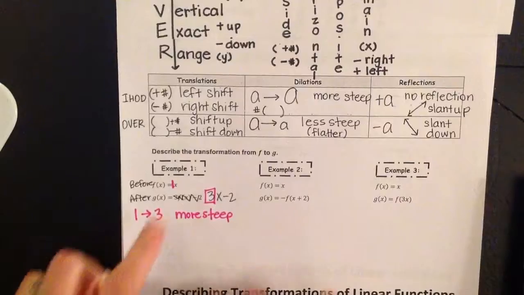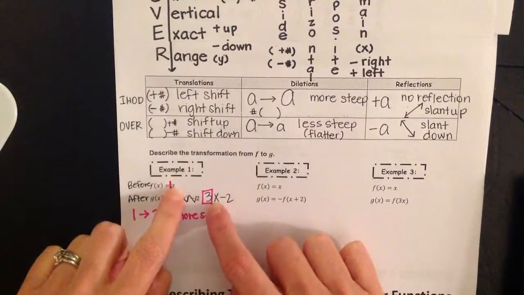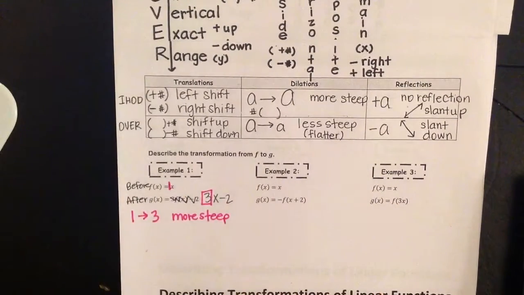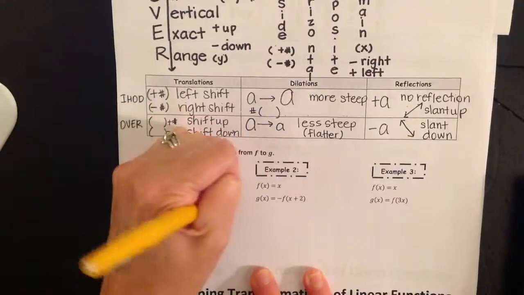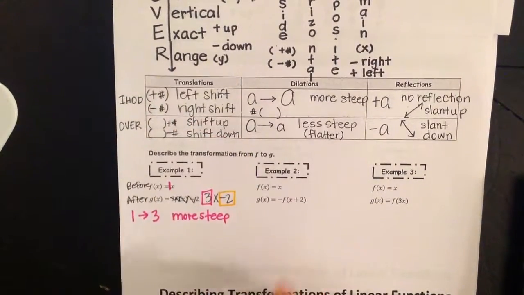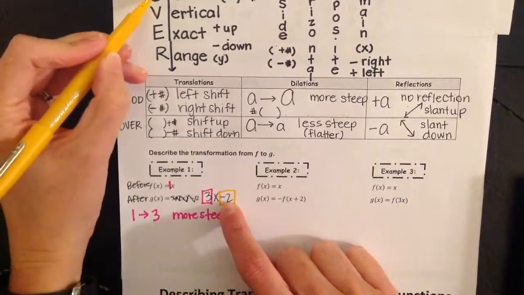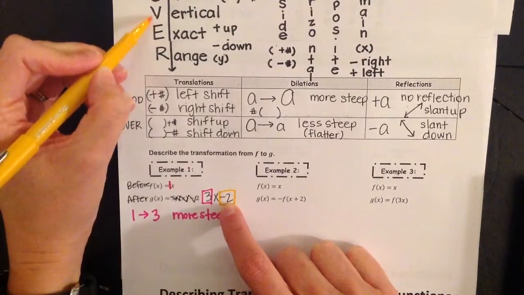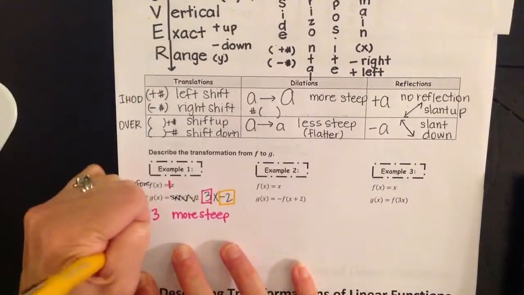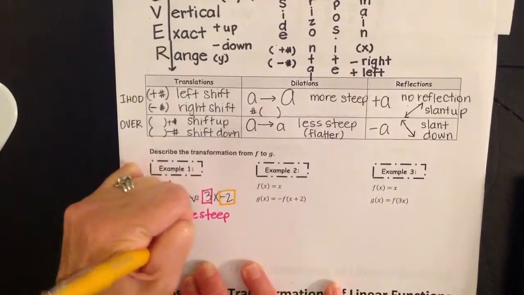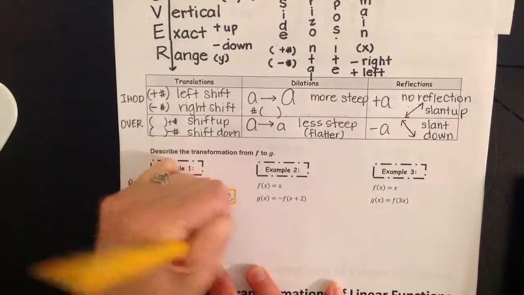And now I'm going to look at, do I have any inside numbers in the parentheses? And no, you do not. But I do have a number outside the parentheses, this -2. So the outside number is going to tell me if it's moving up or down, and it's going to do exactly what I think. So that -2 is telling me that it's going to move down 2.